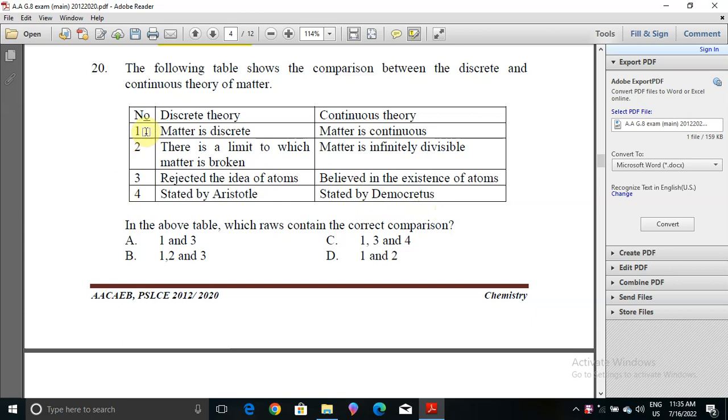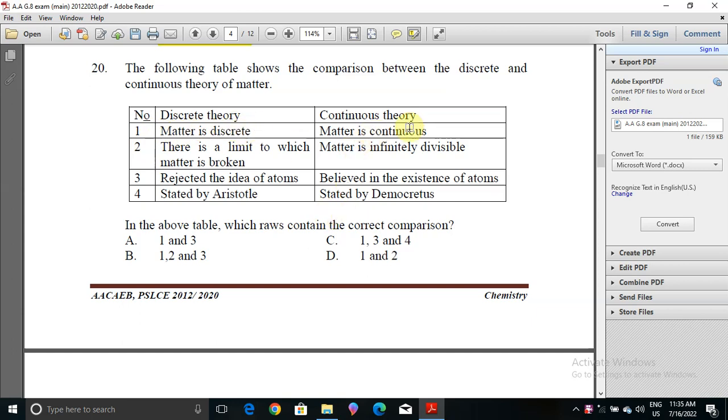The correct one is 1 and 2. Why? Because for discrete theory, yes, matter is discrete, there is a limit to which matter is broken, but it did not reject the idea of atoms, and also it was started by Democritus, not Aristotle. So that means 1 and 2 are correct for discrete theory.